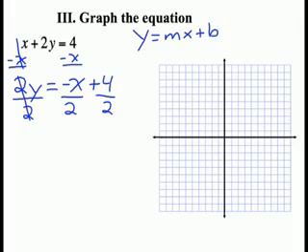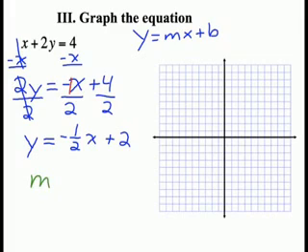On the left side, the 2's eliminate each other. We're left with y equals. Negative x divided by 2 is really negative 1x divided by 2, so that is negative 1/2 x. And 4 divided by 2 is 2. So y equals negative 1/2 x plus 2. Now we must identify our slope, which is negative 1/2, and our y-intercept, which is 2.